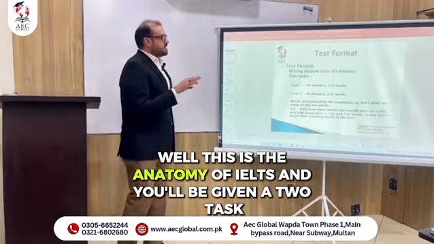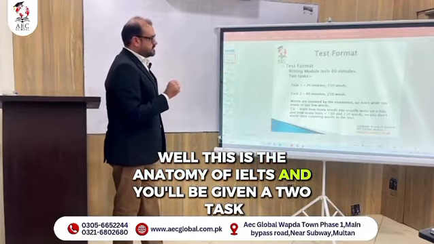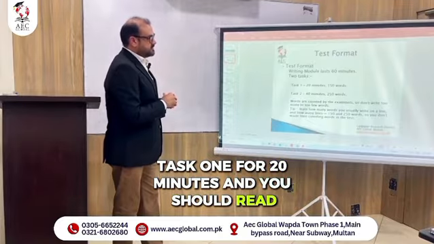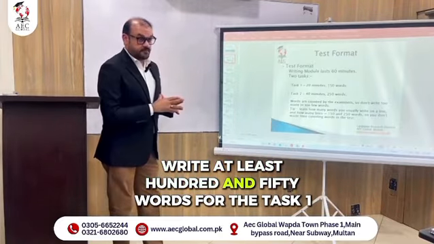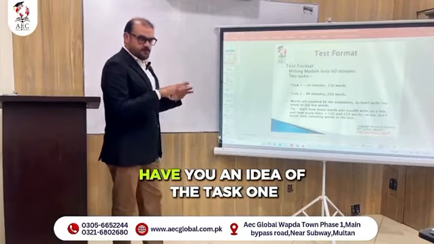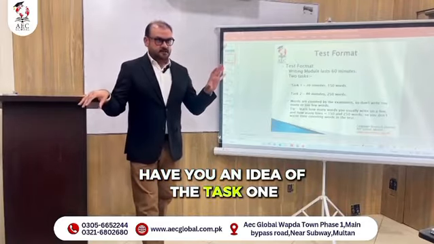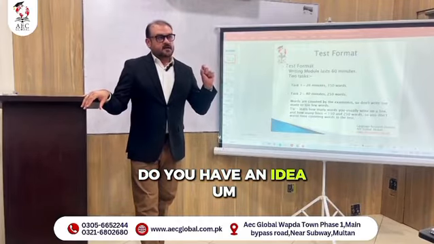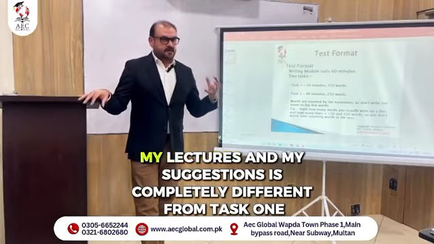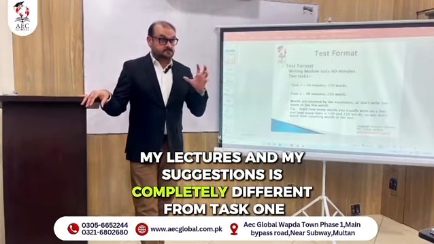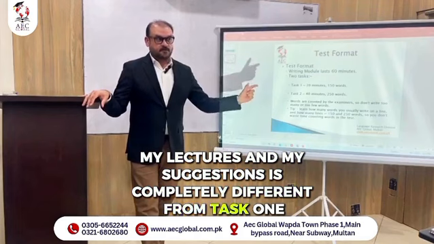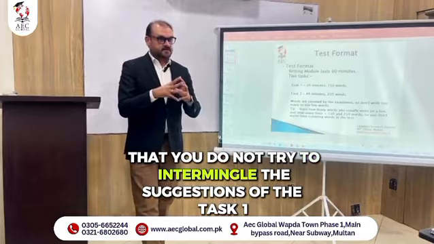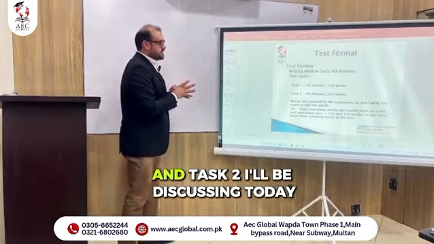Well, this is the anatomy of IELTS, and you'll be given two tasks. Task 1 is for 20 minutes, and you should write at least 150 words for task 1. Do you have an idea of task 1? Basically, my lecture and my suggestions are completely different from task 1. You should not try to intermingle the suggestions for task 1 and task 2.